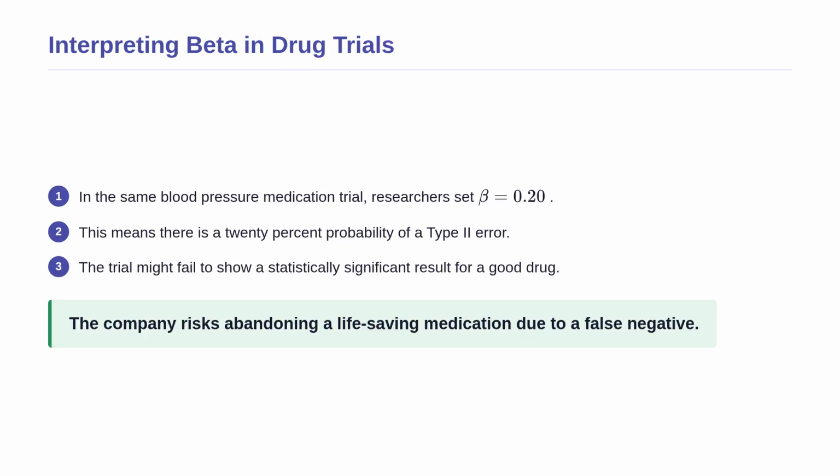Let us see how beta plays out in our blood pressure medication example. Suppose the researchers set their acceptable type 2 error rate, beta, to 0.20. This means there is a 20% probability of committing a type 2 error during the study. Even if the drug is genuinely effective at lowering blood pressure, the trial has a 20% chance of failing to show a statistically significant result.